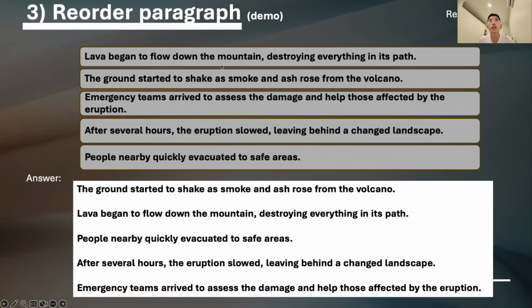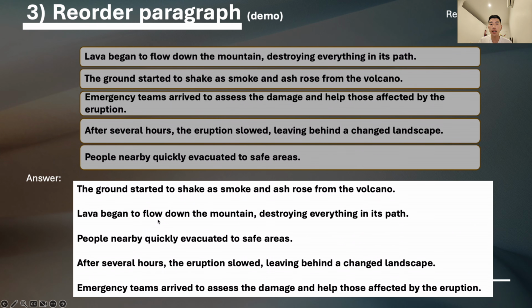When I quickly skim through these sentences, I can see that it's talking about a volcanic eruption. For the volcanic eruption, before it even happens, there needs to be a sign that it's going to happen, right? So I need to find out which sentence can be an independent sentence. So: the ground started to shake as smoke and ash rose from the volcano. All the other sentences look like they are in the later part of the incident. So you need to select the first one and put it on the top, and then the rest will follow.